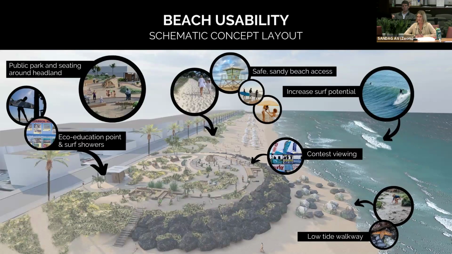And as part of the next steps of the project, we'll be returning to the community to get feedback on programming for the headlands. So thus far, we see new access paths, exercise areas, rinse showers, potentially some native plantings tying back with the development of dunes on the back beach. These are some of the additional benefits that can come from this structure.